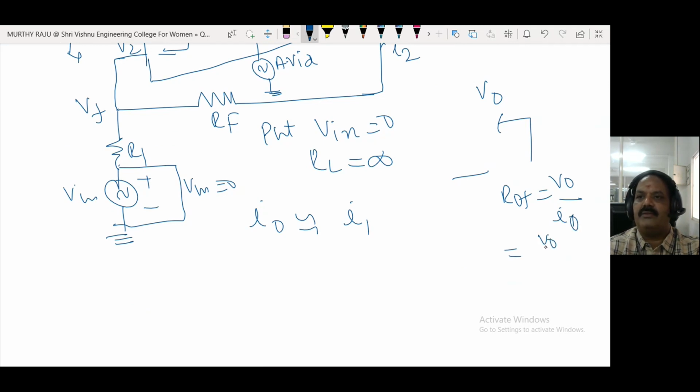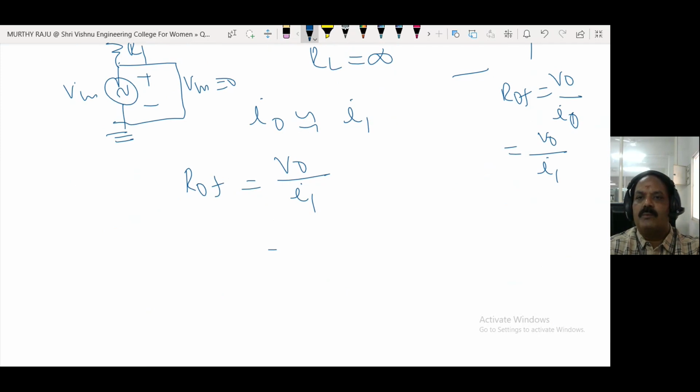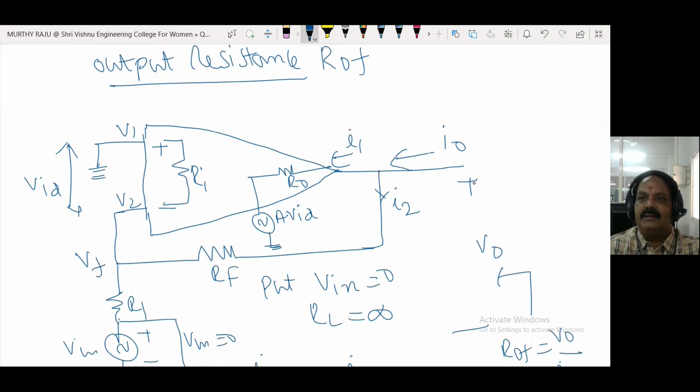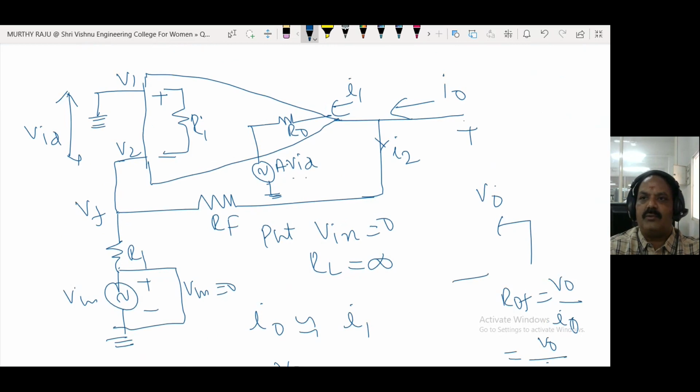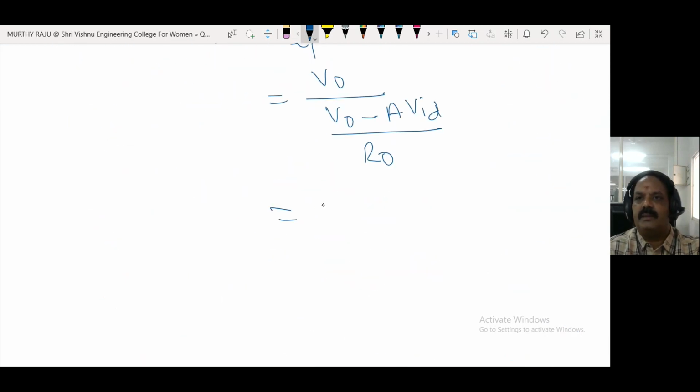V0 by I0, that is V0 by I1. Now, ROF is equal to V0 by I1. I1 is equal to (V0 minus A into VID) by R0. Here the voltage is V0, and here the voltage is A VID. The difference between these two voltages, V0 minus A VID, divided by R0 is I1. That is equal to V0 R0 by (V0 minus A into VID), which is V1 minus V2.